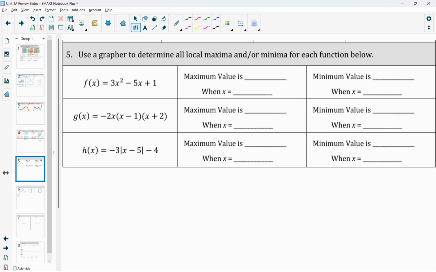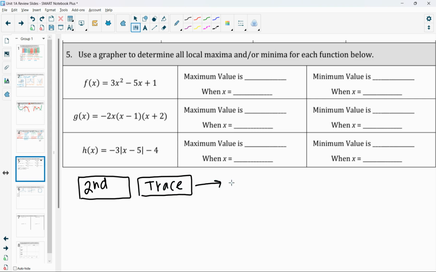Number 5, use a grapher to determine all local maxima or minima for the function below. So let me just write out the steps that you're going to do in your calculator for this. So remember, you're going to hit the button second, and then you're going to hit trace. And then you're going to select either minimum or you're going to select maximum.